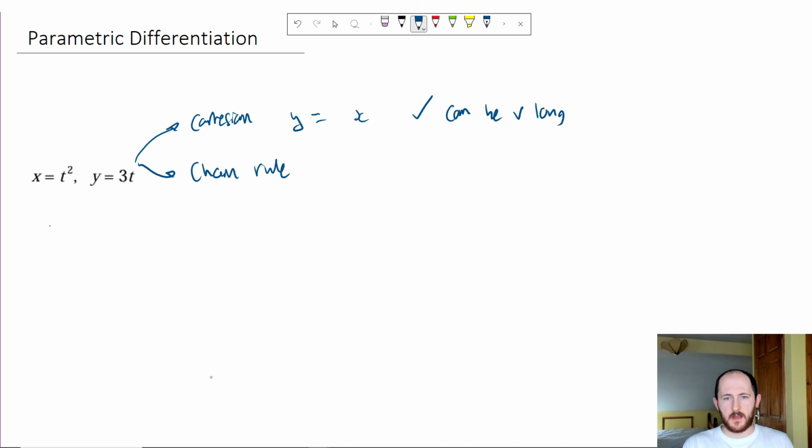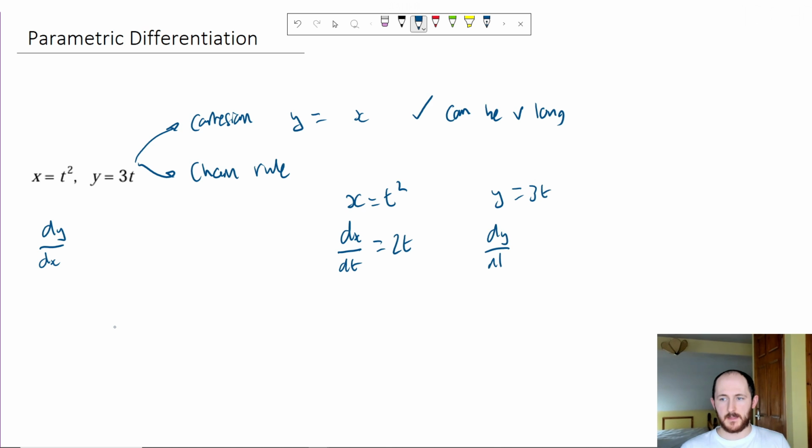So, here's how it works. As we know, we are looking for dy by dx. And then what I'm going to do is look at what we have and look at what we can find out. Because we have x equals t squared, we could find out dx by dt. And, well, it's 2t, right? And because we have y equals 3t, we could also work out dy by dt. So because of the chain rule, I need to use these two things to try and work out dy by dx.